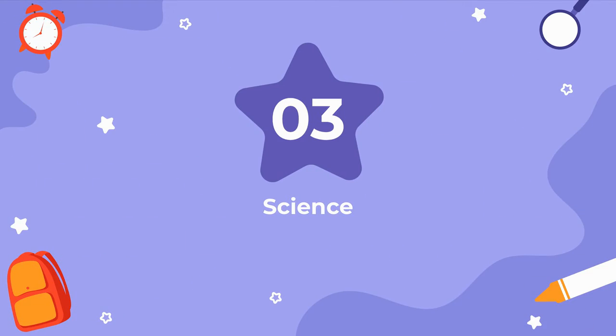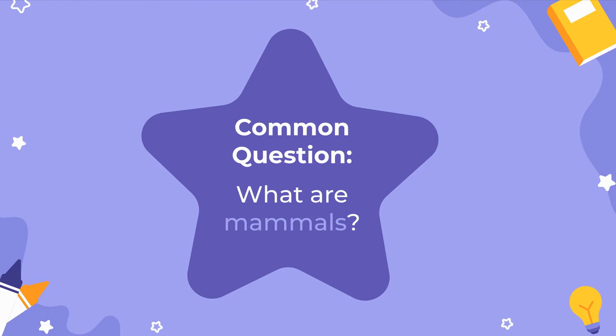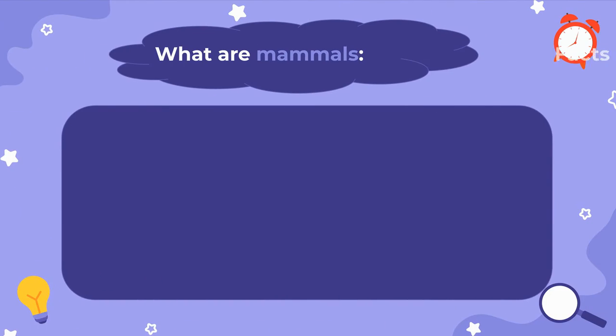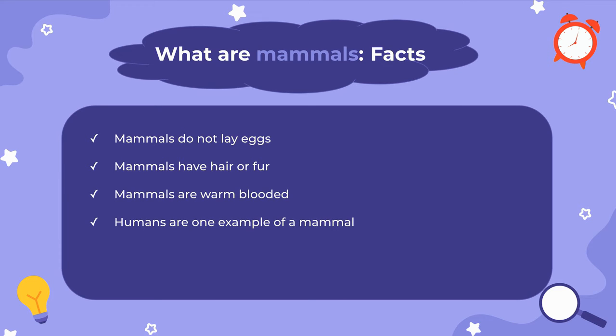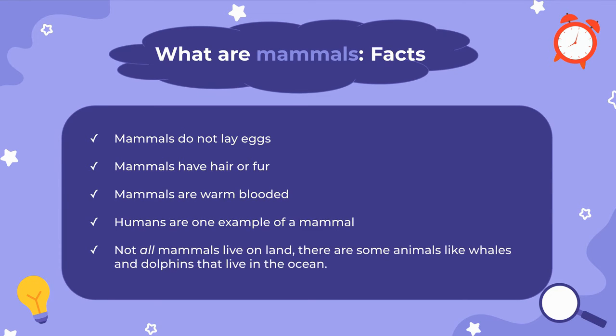3. Science. Common question. What are mammals? Facts. Mammals do not lay eggs. Mammals have hair or fur. Mammals are warm-blooded. Humans are one example of a mammal. Not all mammals live on land. There are some animals, like whales and dolphins, that live in the ocean.